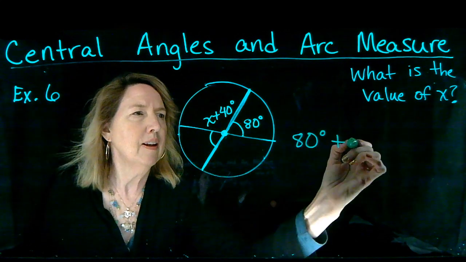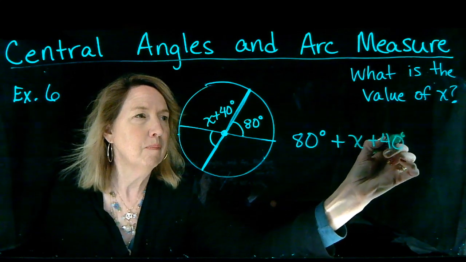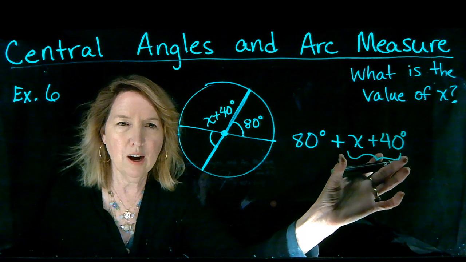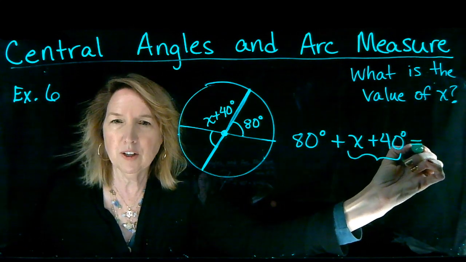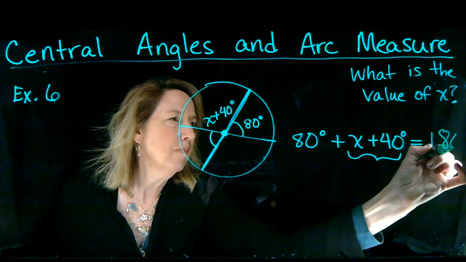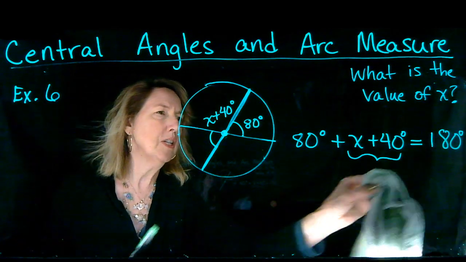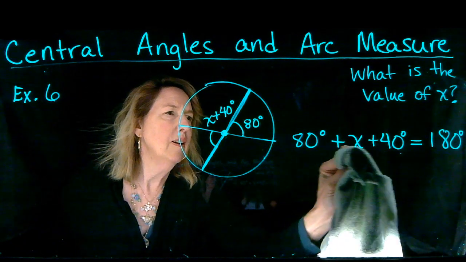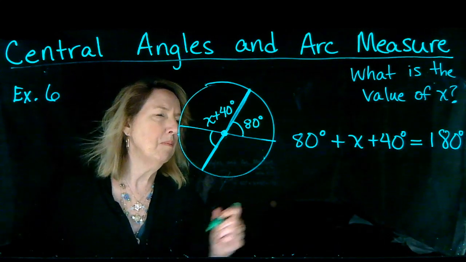So this angle plus this angle, even though it's x plus 40, whatever it is, if you think of it as one object, it adds up to how much? 180 degrees. So you now have an equation that is solvable. You can isolate x and answer the question. So here's what I mean by that.